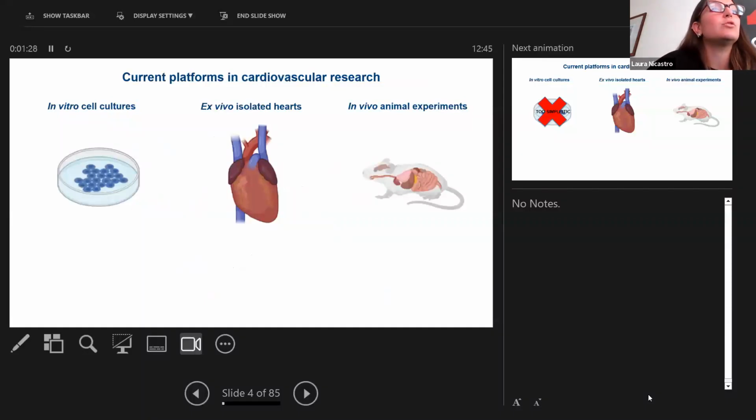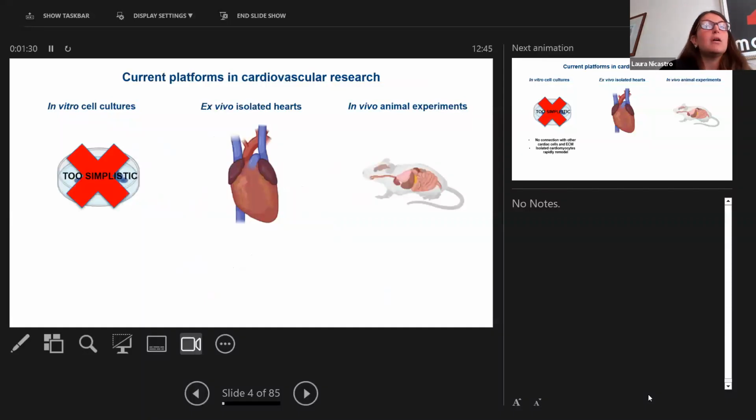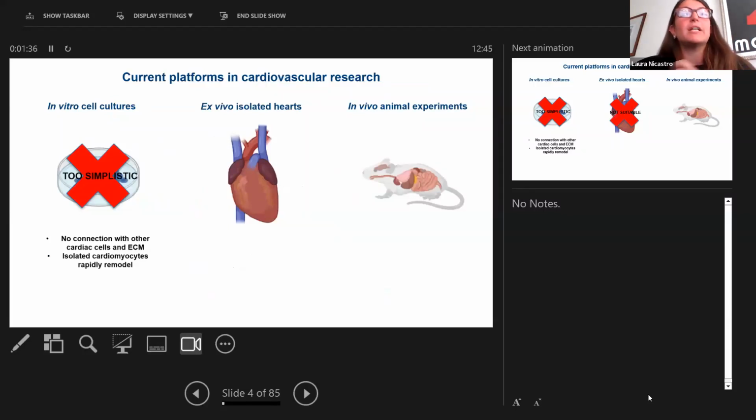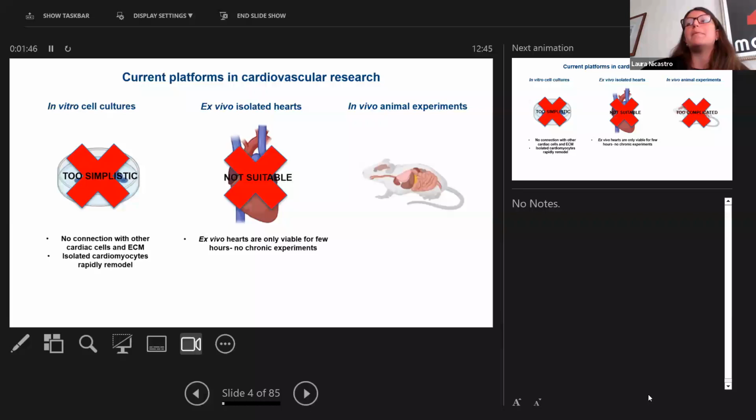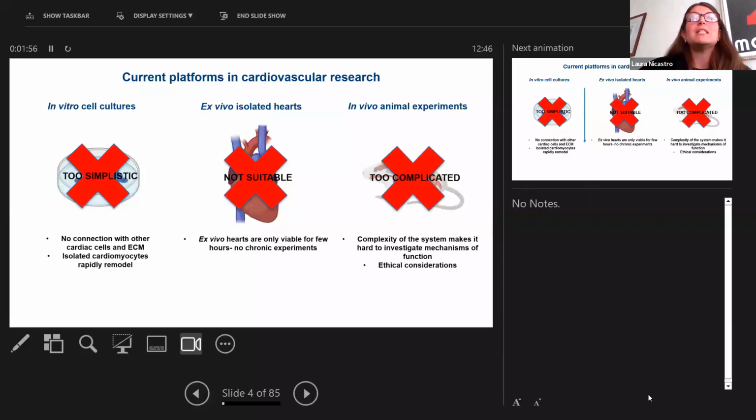Now, the current platforms that we use in cardiovascular research to study the effect of extracellular vesicles in the heart are either too simplistic, like cell culture, because there is no connection with all of the cardiac cells and the extracellular matrix, or, in the case of isolated cardiomyocytes, they differentiate very quickly in vitro. Ex vivo isolated hearts are not suitable for chronic experiments, given that they're only viable for a couple of hours, whilst in vivo animal experiments, which may seem the most suitable, are too complicated to investigate the mechanism of function and isolate the heart from the other organs, as well as raising ethical considerations.